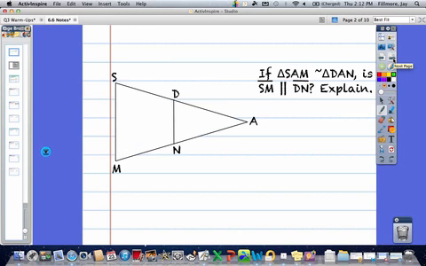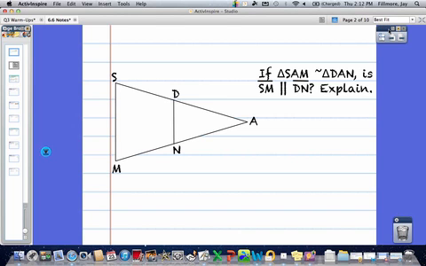Example number two, if triangle SAM is similar to triangle DAN, is segment SM parallel to segment DN? Explain. Well, if these two triangles are similar, then we know that all of our corresponding angles are congruent, shared angle here. So are these two line segments parallel? The answer is yes, because corresponding angles are congruent. So yes, because of the converse to the corresponding angle postulate, which states if we have corresponding angles that are congruent, then our lines are parallel. So example number two, take note of that.